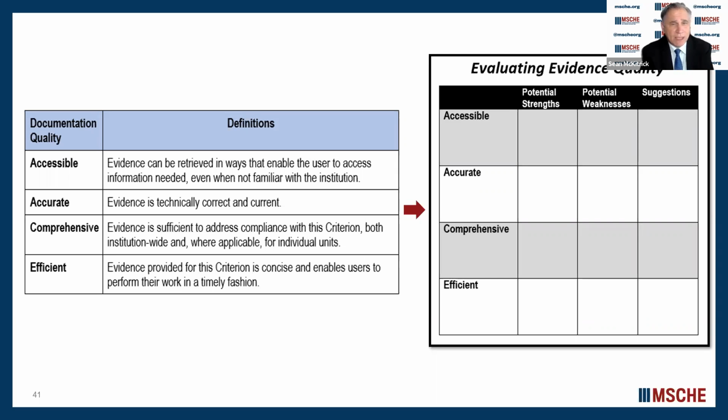We provided this table for you. You can use it or not. In fact, you can write this on a napkin if you want to speak about these four areas of evidence quality and identify your thoughts about potential strengths and weaknesses. Next slide.